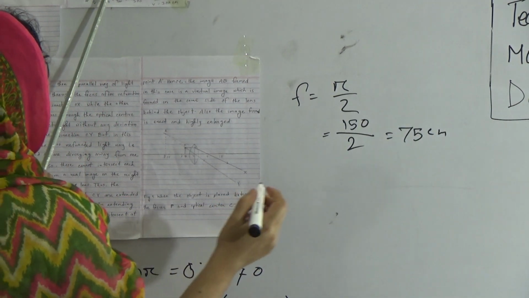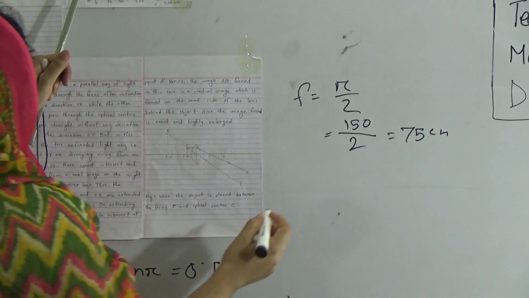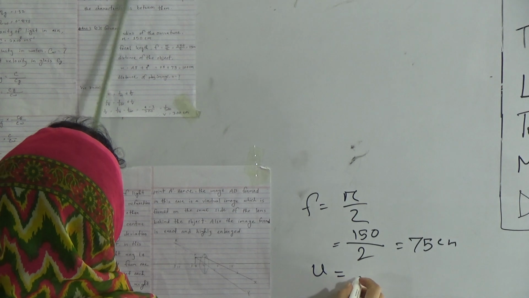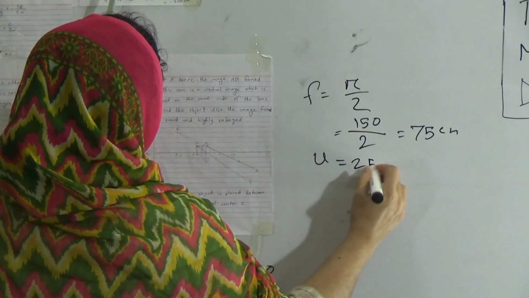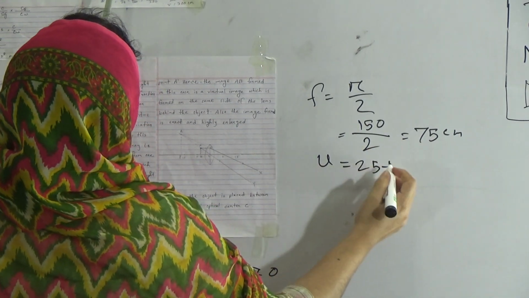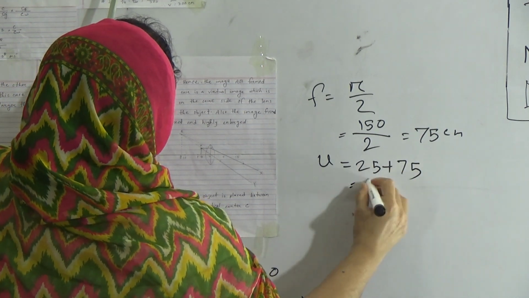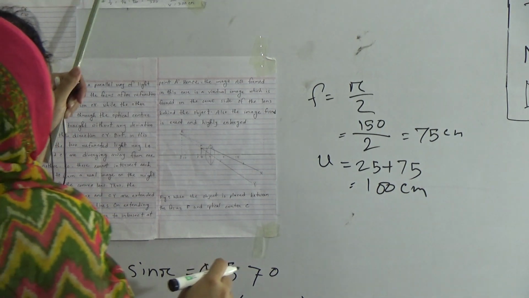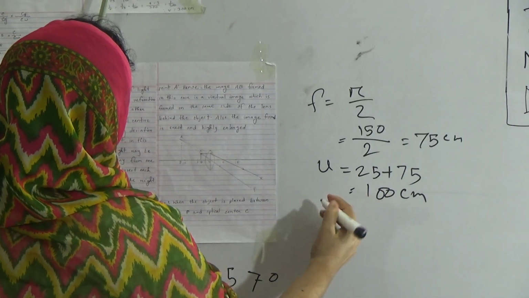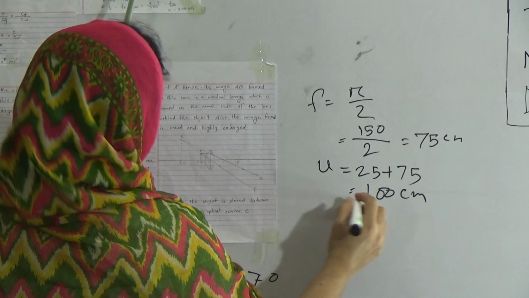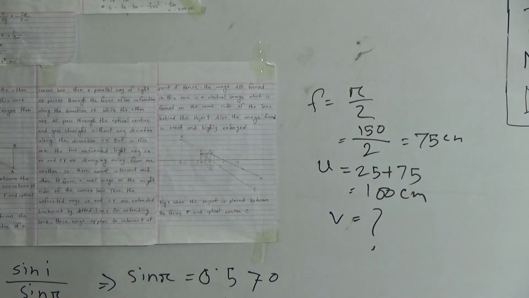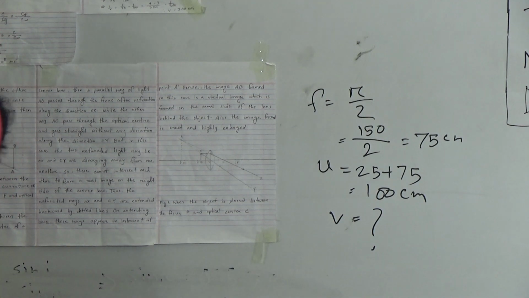So my dear students, from here we can find out the distance of the object also. Distance of the object U equals 25 plus 75, that means 100 centimeter. The distance of the object given here is 100 centimeter, and we have to find out the distance of the image, that is V equals what. So we will solve this mathematical problem.